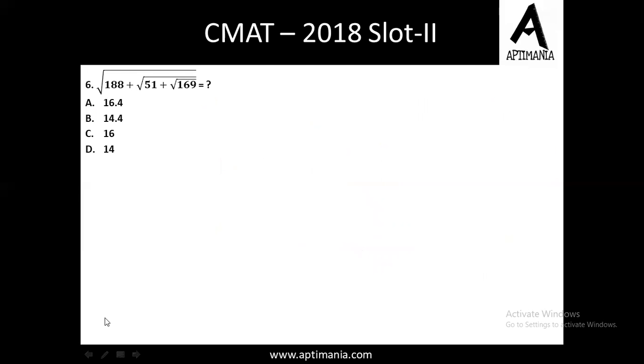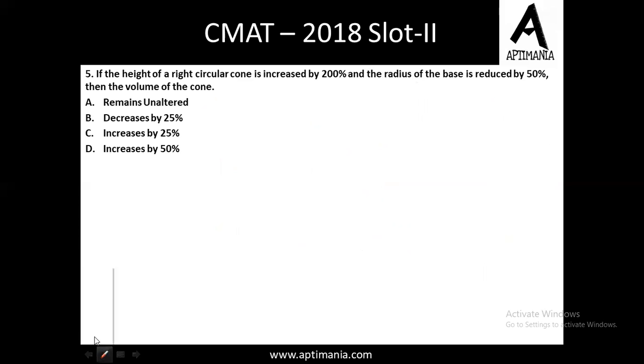Question number 5 is on the screen. It's a question from mensuration. Let's try to solve it out. If the height of a right circular cone is increased by 200%, to be on the safer side, let's take the height to be 100 initially, and now the height has increased by 200%, so it has become 300. If the base is reduced by 50%, I'm assuming the radius of the base to be 100 initially, and now it is 50. You have to calculate the change in volume.